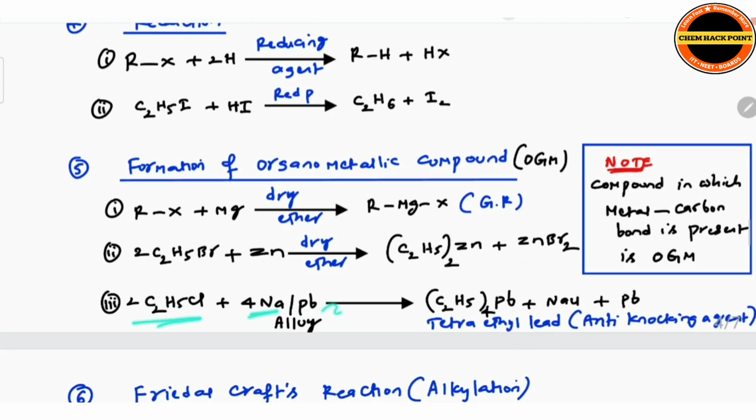C2H5Cl with sodium-Pb alloy we are using. So here it will form tetraethyl lead, which is an anti-knocking agent, used to reduce sound in the engine of automobiles. Tetraethyl lead. So here see the note: what is an organometallic compound? An organometallic compound is a compound in which a metal-carbon bond is present. That's why it is organometallic, which is specially known as Grignard reagent.